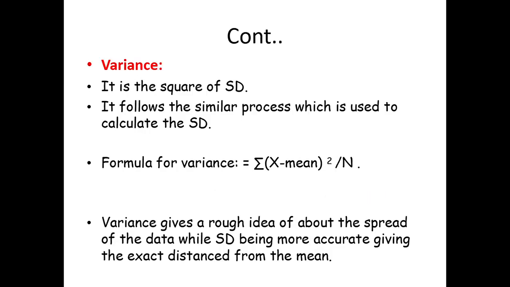So then coming to variance. What is variance? Variance is the square of the standard deviation. So it follows a similar process to that used to calculate the standard deviation. The formula for variance is equal to summation (x minus mean) squared divided by n. So variance gives a rough idea of the spread of the data, while standard deviation is more accurate, giving the exact distance from the mean.